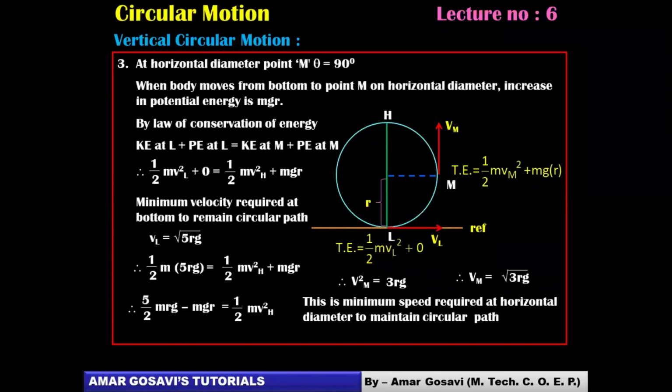So you can say this is the minimum speed required at the horizontal diameter to maintain circular path. Obviously, we are talking about vertical circular motion over here. So hopefully things are pretty clear till here. So let's move ahead then. If you are done with it. Okay, so I assume you are done with it. Let's move ahead.